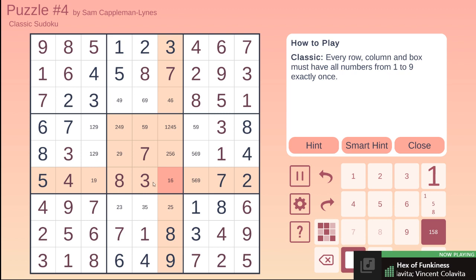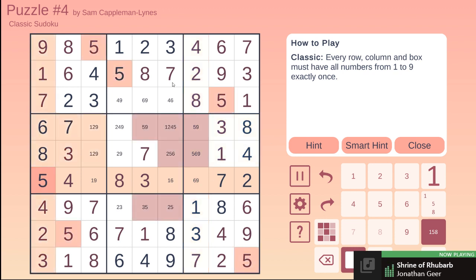So, because there's already a 5 here, this is obviously not a 5. This is a 6, 9. This is a 1, 9. This is a 1, 6. Okay? 5 can still go either that cell or that cell. What are we missing? We have to be missing something.